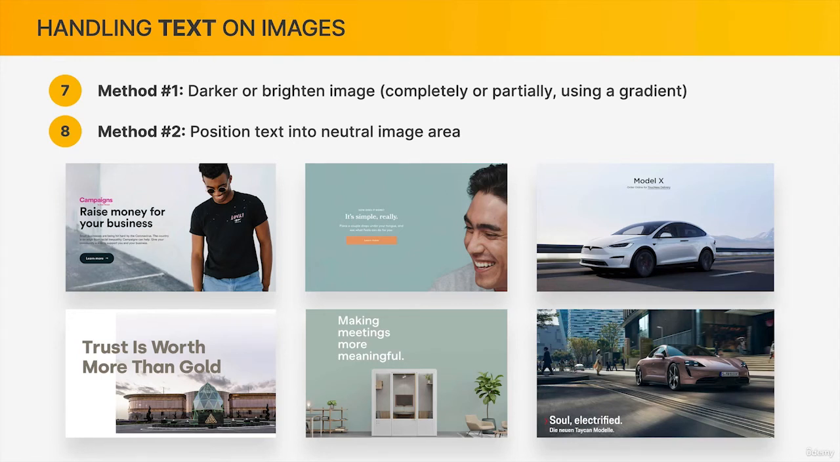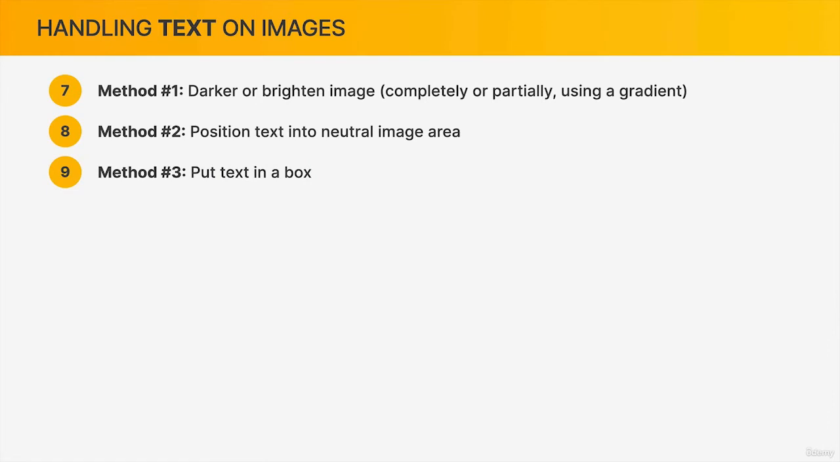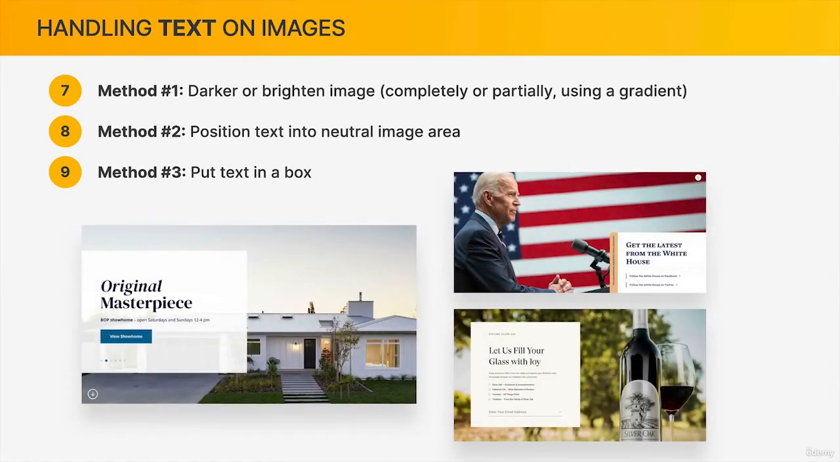So with a part of the image where we don't want it to be. Now, method number 3 is to simply put the text in a box. So just like here. That's also very simple to do and quite effective, especially if we add some opacity to the box, like here in the left example. That can many times work really nice.